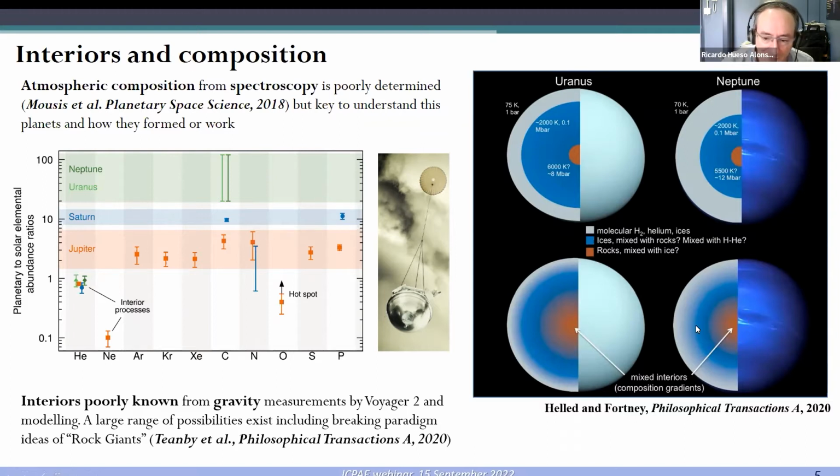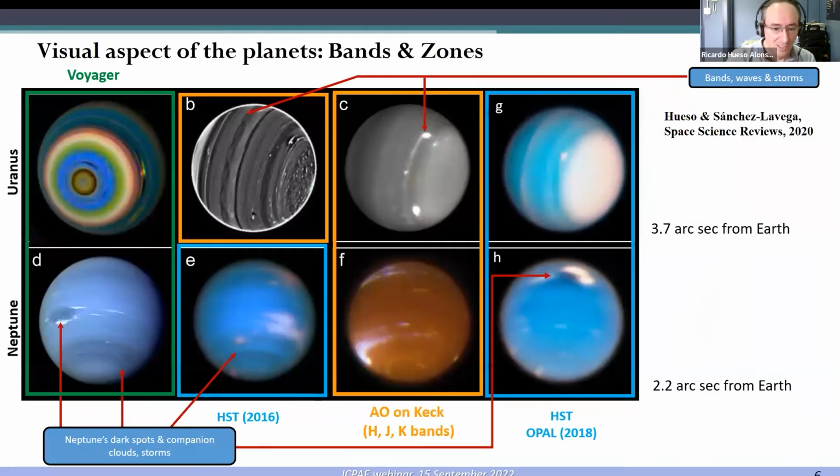And we have mixed interiors, we may have even larger amounts of condensables in the upper atmosphere, changing the way the atmosphere is behaving and changing the way the atmospheric systems that we are observing are going to behave. If we want to observe the planets, we can go to the old images by the Voyagers, here in green, and see how these planets look, and the clouds.